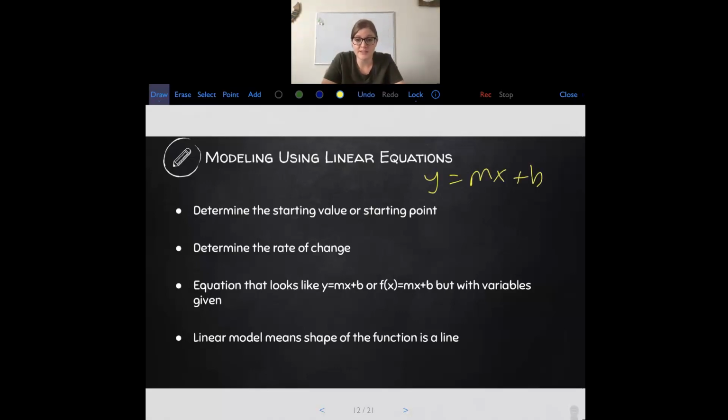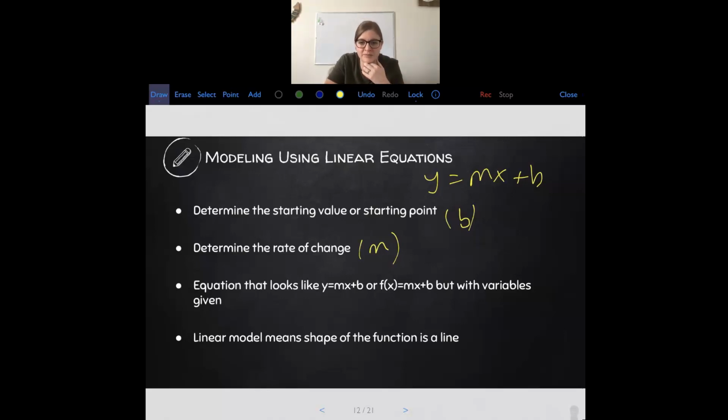So some tips for these types of problems is determine the starting value or starting point or some type of fixed or initial cost. This is b. Determine the rate of change. This is m. And our equation will look something like y equals mx plus b, or f of x equals mx plus b, but with the variables that were given.